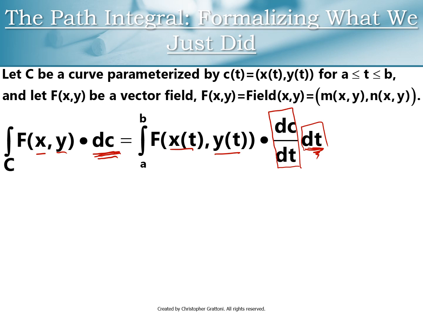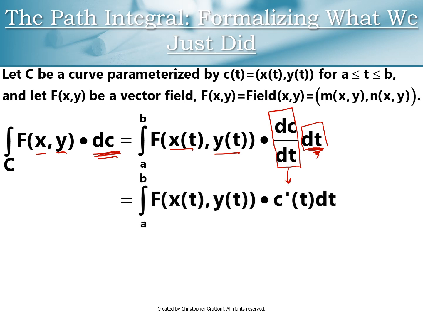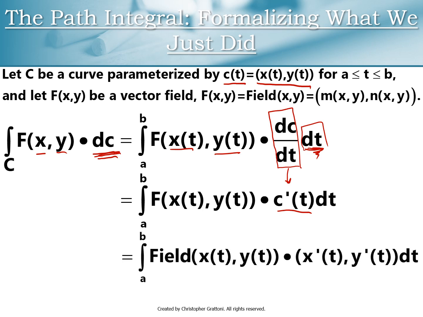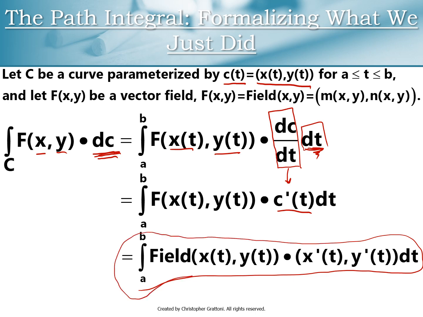Well, dC/dt looks like an unfamiliar format, but we've been using notation like this all year. That's C prime of t. So if you think of C of t as your parameterization, C prime of t is x prime of t, y prime of t. Oh, and there it is. That's our formula from this chapter. Our path integral along our curve x of t, y of t, is the integral of field dot tangent dt. So here's the formula that we're going to be using to do most of our calculations in this chapter. Very useful formula.